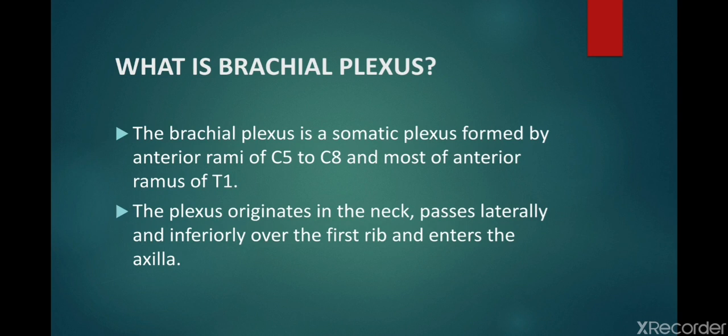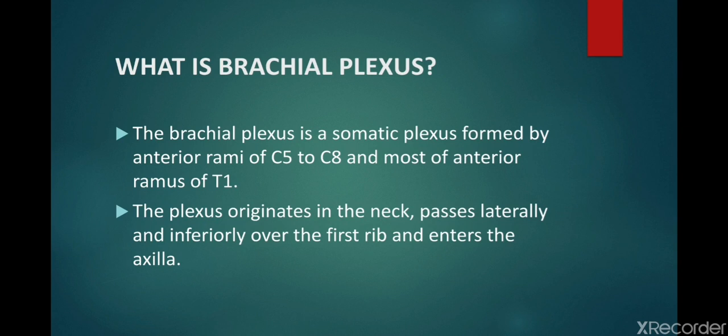So, what they're basically saying here, what's the meaning of somatic? Somatic means anything which is related to the body or soma. Okay, so again, read the definition. A brachial plexus is a somatic plexus. I hope you got the meaning of it, and it's formed by the anterior rami, which also means roots. So it's formed by the roots of C5 to C8 and also the roots of T1.